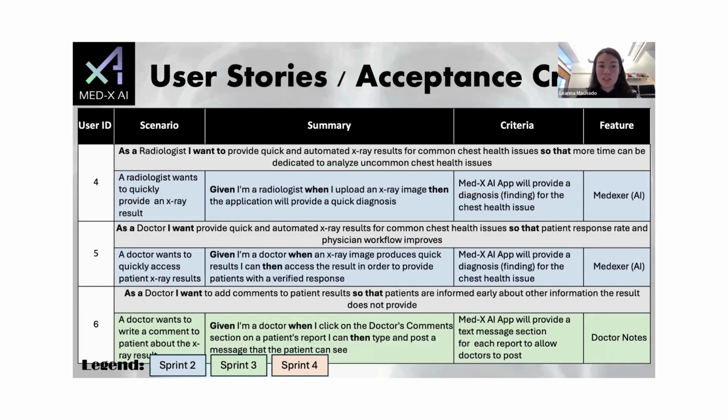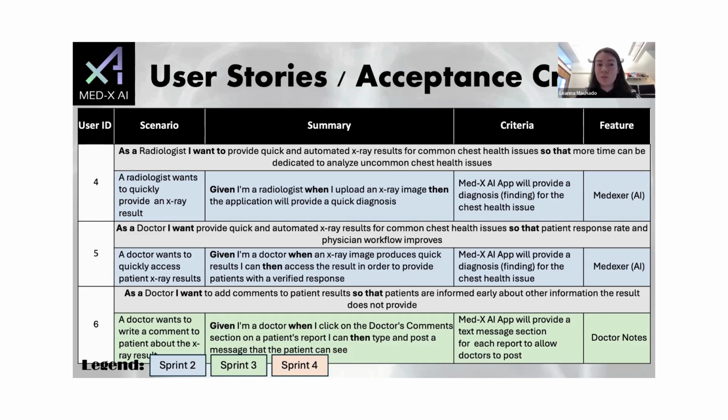Another acceptance criteria the team has met for the sprint is for the web app to provide a diagnosis or finding for the X-ray provided through the MedXR feature using AI. When a radiologist or doctor uploads an X-ray image, then the application will classify and provide a quick diagnosis, and then they will be able to access the results.